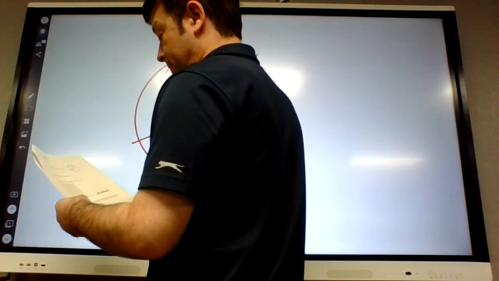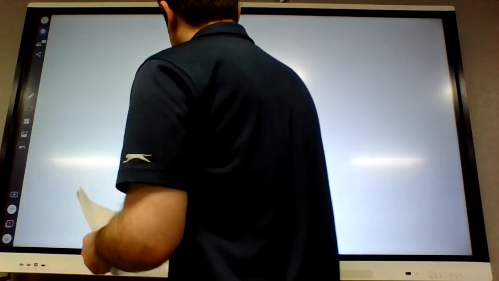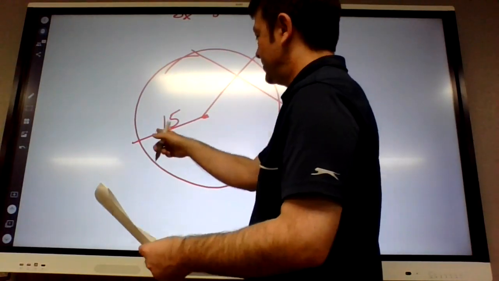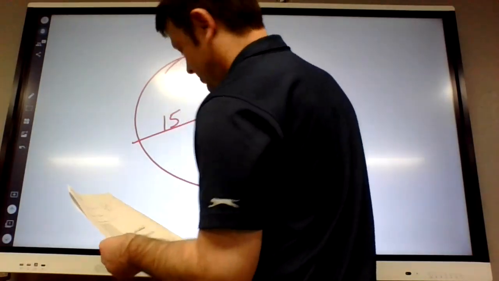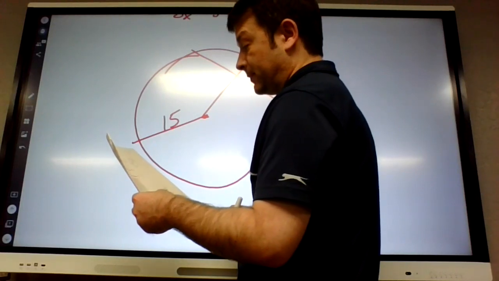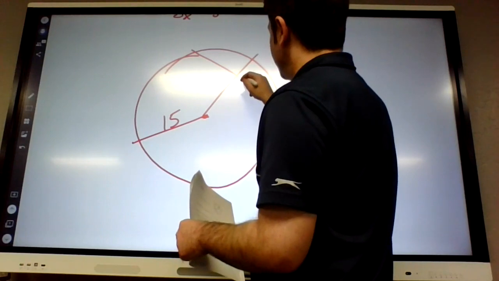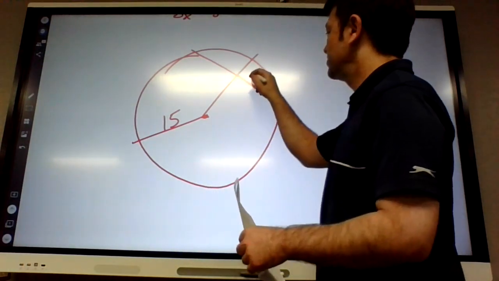How long is this? 15. Okay, so that tells me the radius is 15 long, right? If that thing's 15. And what else is it telling me? SU is 24. All right, if this is 24, how long is it from there to there? 12.